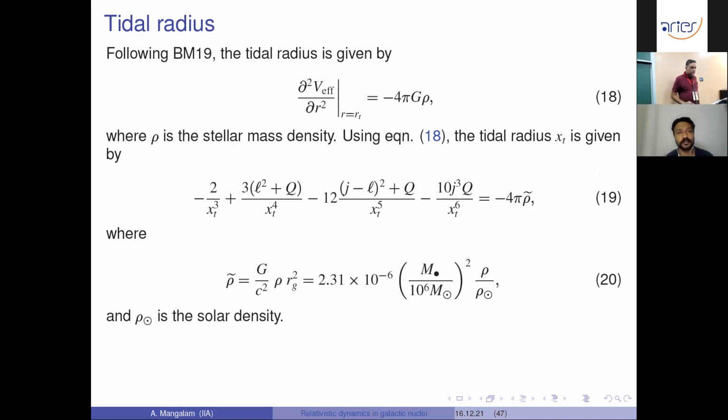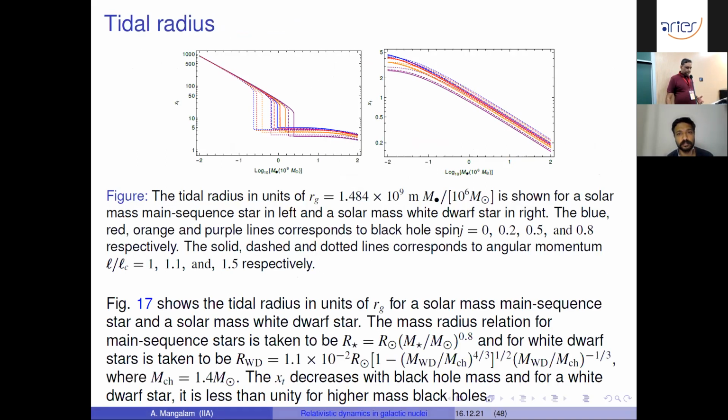All right. So how do you calculate the tidal radius? You take the second differential of the effective potential, then you're able to calculate this, a sixth order equation. And once you calculate the tidal radius, you can do that as a function of mass. You can see there's a difference in how it changes as a function of mass. And there's clearly a difference also based on the density of the star that's involved. If it's a white dwarf or a regular star, obviously the tidal radius is going to be different.